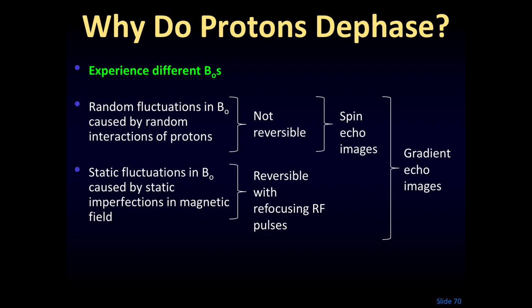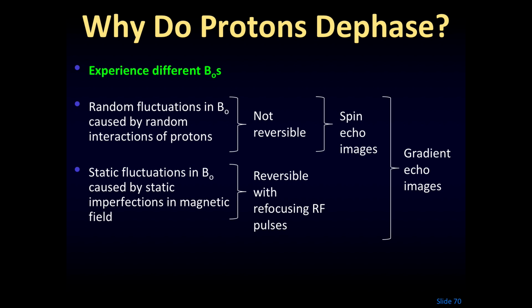Now this of course begs the question, why are they experiencing different magnetic fields? Two reasons. One is random fluctuations in the magnetic field caused by random interactions of protons with each other. The other one is not random: static or fixed fluctuations caused by static or fixed imperfections in the magnetic field. So for example, if your $1 million scanner is imperfect, there will be a fixed imperfection in the magnetic field. Alternatively, if you have a couple of iron particles in your liver, for whatever reason, assuming those iron particles aren't moving around, and no reason why they would, those iron particles are going to be causing fixed or static fluctuations in the magnetic field.